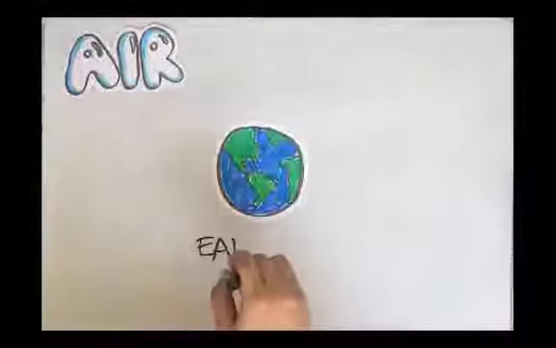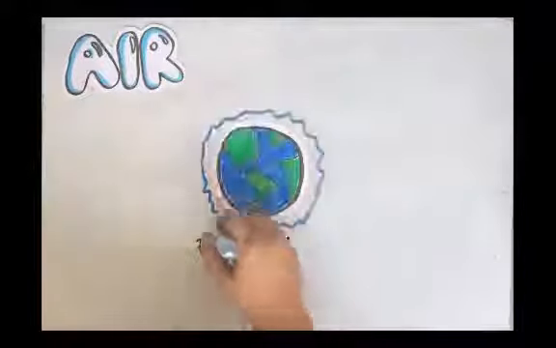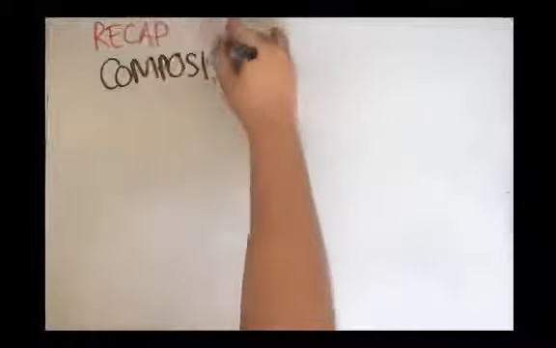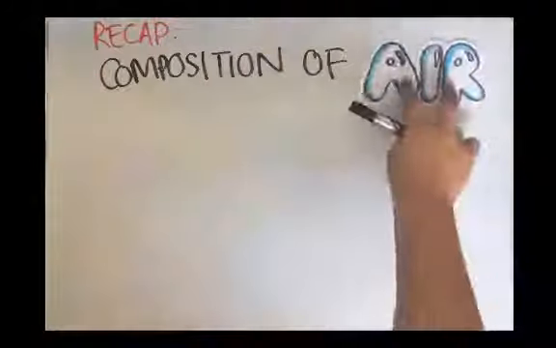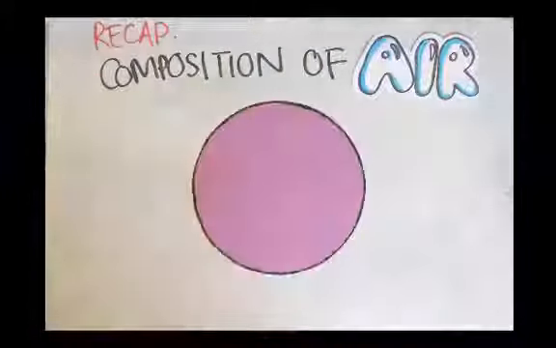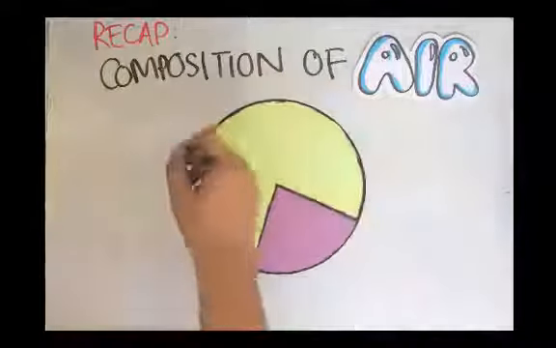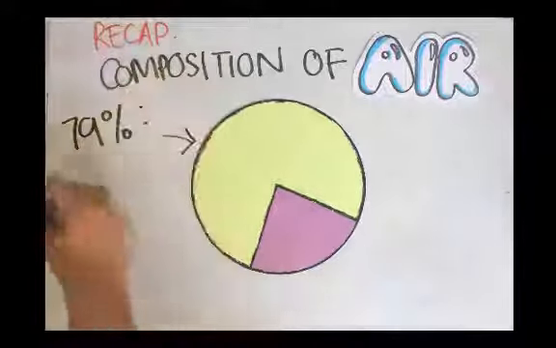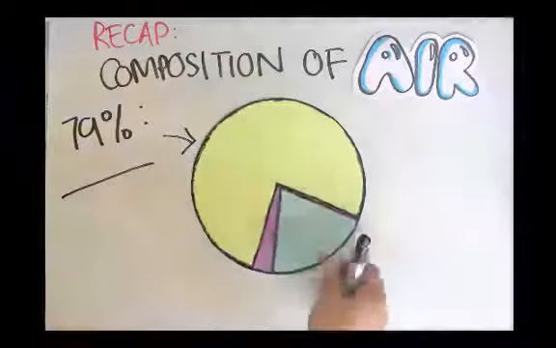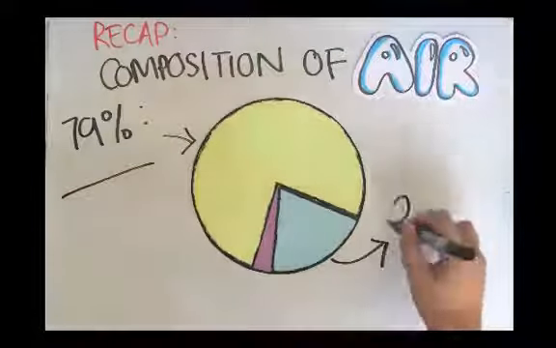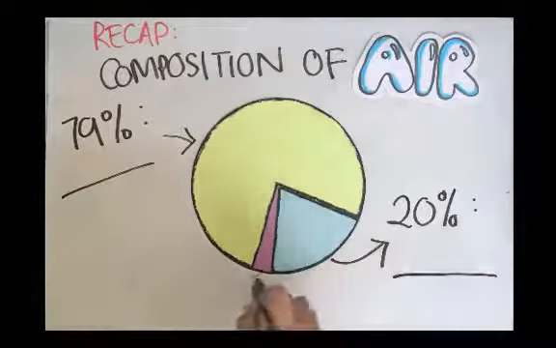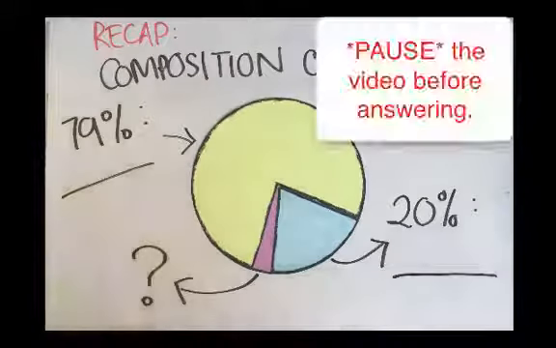So, what is air? Air is an atmosphere surrounding the Earth, and it is made up of different molecules of many types of gases. So let's do a quick recap on the composition of air. Assuming that the purple pie chart represents 100% of air, can you still recall what gas occupies 79% of air? And what gas occupies 20% of air? And lastly, what is the remaining percentage of the gases and what are they?